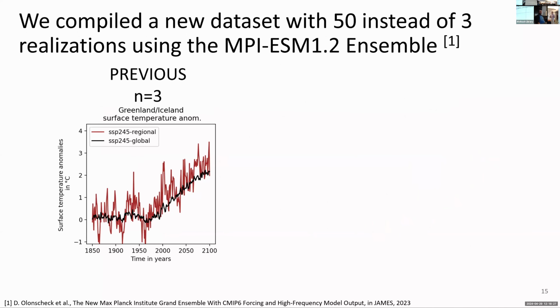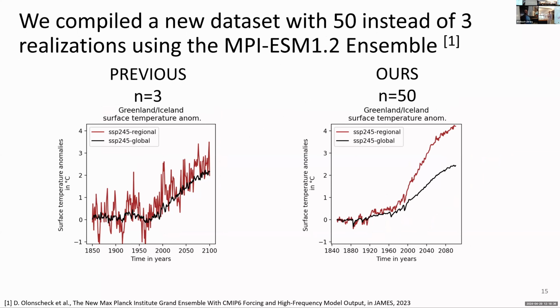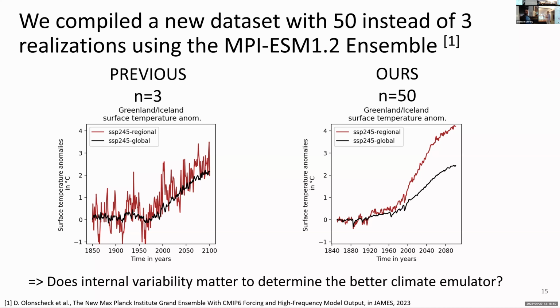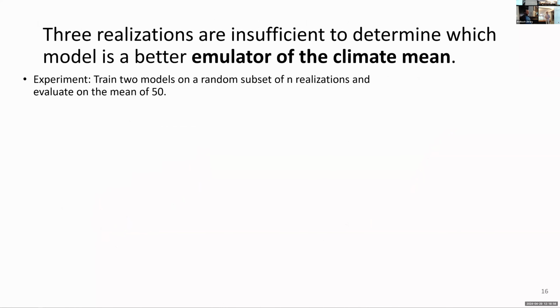Okay, so three realizations are insufficient to average out the internal variability, which is why we compiled a new data set that has 50 instead of three realizations, using the Max Planck model from Germany. Now we can see the same plot again, with the local line in red and the global mean in blue, which has significantly less fluctuation, significantly less internal variability. So we reduce the amount of internal variability, but it doesn't actually matter for the purpose of having a benchmark. For that, we came up with an experiment where we trained two models.